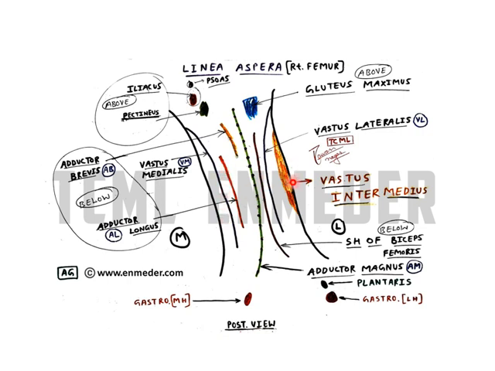The extensors of the knee joint are also arising from the linea aspera. And finally, the flexor of the knee joint, that is the short head of biceps, is also arising from the linea aspera. So this makes you understand the importance of this structure, the linea aspera, which is located in the posterior surface of the femur. Thank you.